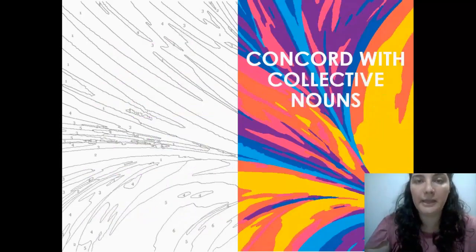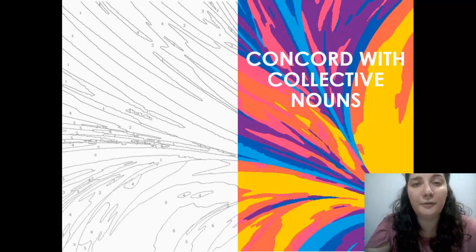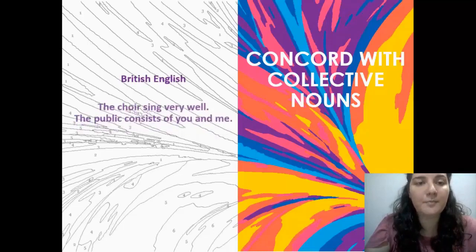Concord varies with collective nouns in British English and in American English. In British English, collective nouns generally may take either singular or plural verb forms according to the meaning of the subject. When a singular verb is used with a collective noun, the focus is applied to the group as a whole. They are considered a unit. And whenever a plural verb is used with a collective noun, the focus is applied to each individual that is part of that group. Let's see some examples.